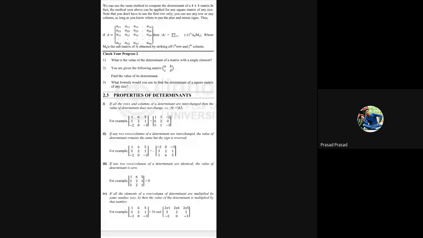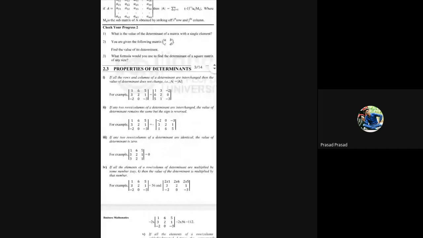That is the difference. Then the third property says if any 2 rows or columns of a determinant are identical, the value of the determinant is 0. This is another property: if 2 rows or 2 columns are identical, here you can see the second row and third row have the same elements, so the value will become 0. You can even prove that by simplifying the above by the minor method.